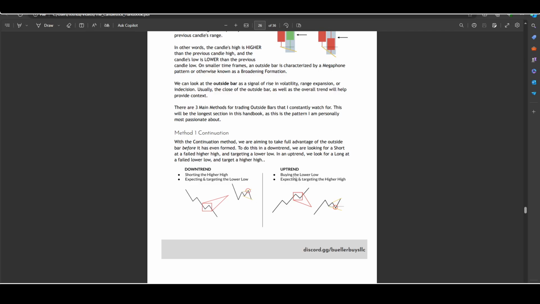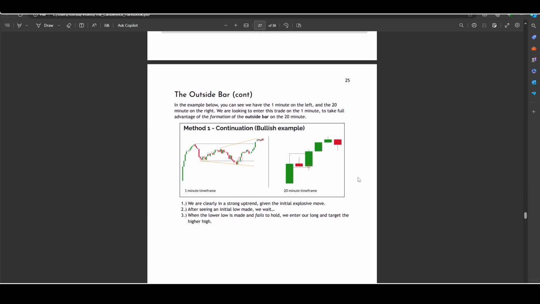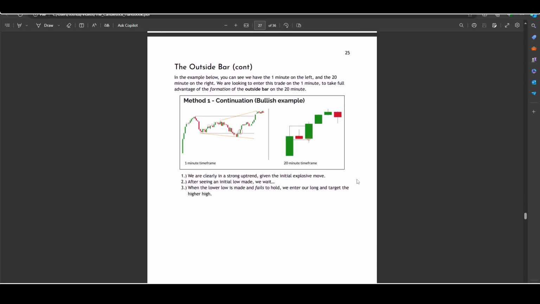Uptrend, it's going to be the opposite, buying the lower low. So you're looking at getting this move, and then getting over that impulse high is a good secondary confirmation that you are trying to continue on. So a very good example here by Leeland. Expecting and targeting the higher high. So more continuation on the outside bar.